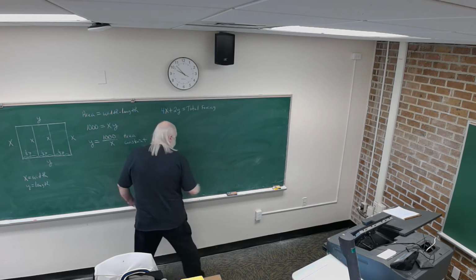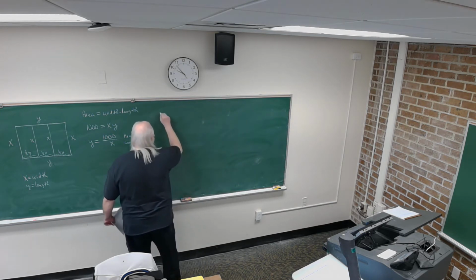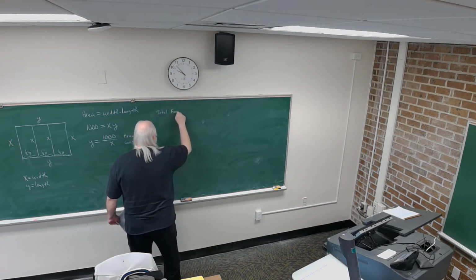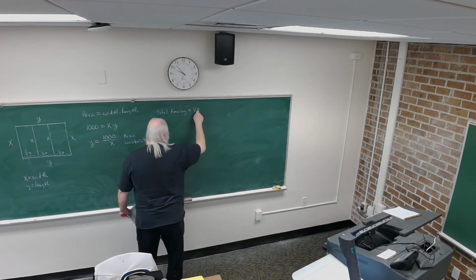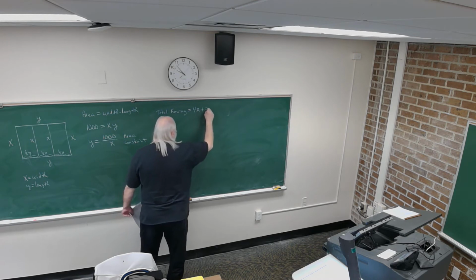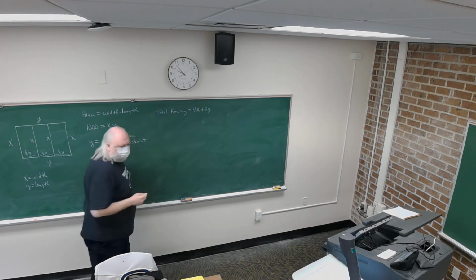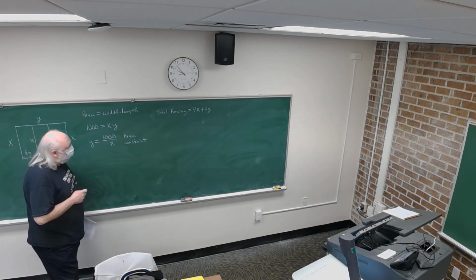And so, actually I'm going to write this, flip the 2 sides, I'm sorry. So the total fencing required is 4 sections x meters long and 2 sections y meters long. Excuse me, I said feet, I meant meters.